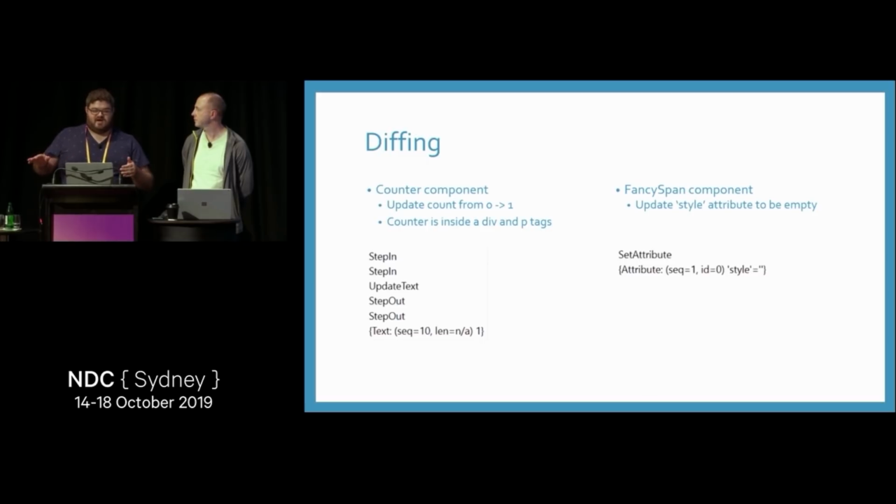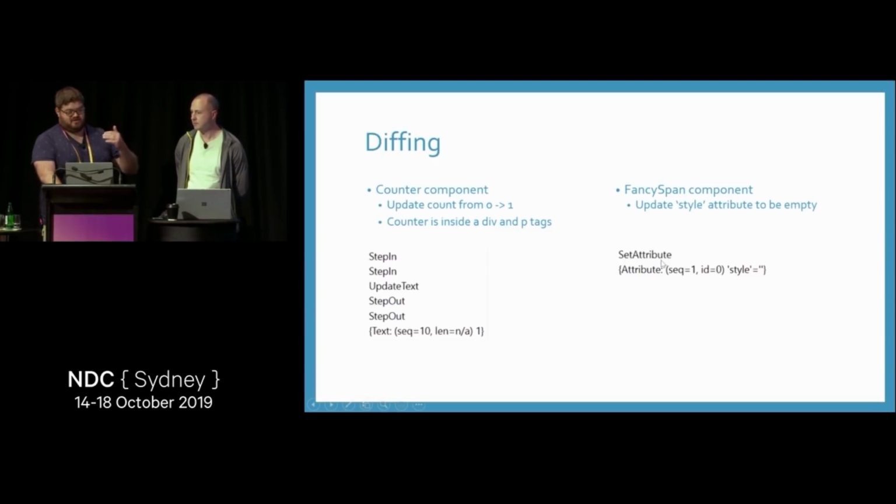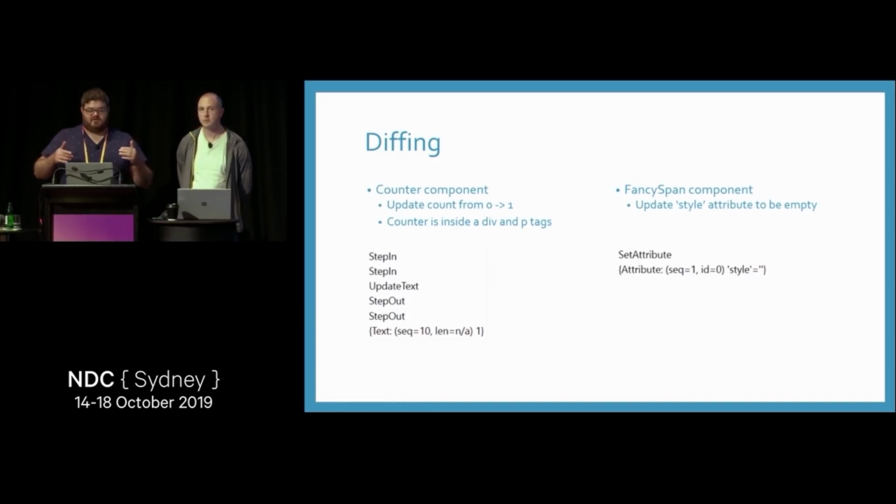We'll do the right side first because it's really simple. The right side produces one diff instruction. It says set attribute, and then it will have a pointer to this frame, and it will say set the style attribute to empty. And that's it. That's the only diff for fancy span. So when we run diffing after doing that click, the only thing we need to do to the DOM is find that attribute and set its value to empty.